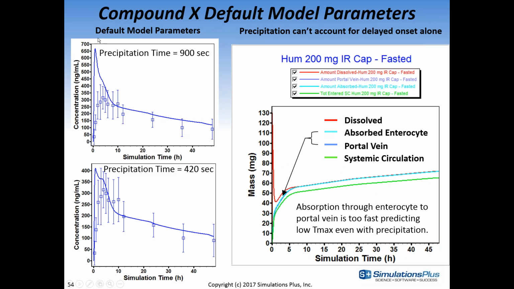Now you can adjust. You could say, okay, well, maybe there's going to be precipitation, of course, because this is a basic compound. So we cranked up the precipitation rate, and that gets you closer in Cmax, but it doesn't change the Tmax. You still get a Tmax value that's about 0.8 hours, and it doesn't predict the kinetics even close to correctly. The onset is much too high. You can see here on the absorption and dissolution curve on the right that the drug is almost instantaneously absorbed into the enterocyte in the upper GI tract, and then gets into the portal vein.